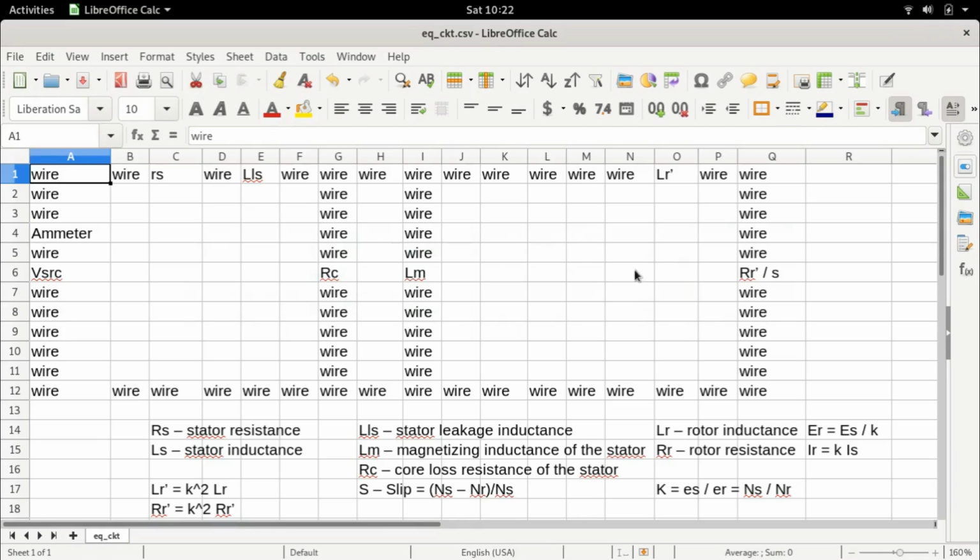So in a blocked rotor test, because the rotor is physically blocked and cannot rotate, the rotor speed, which is Nr, is 0. So the slip, which is defined as the difference between the synchronous speed and the rotor speed, divided by the synchronous speed, because this rotor speed is 0, because the rotor is blocked, the slip is 1.